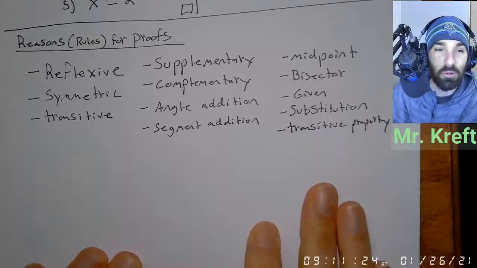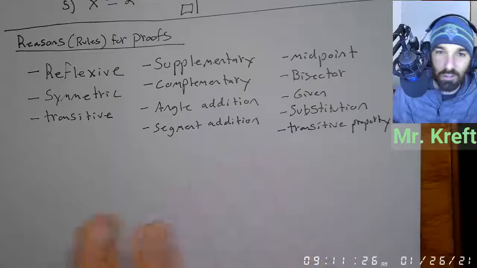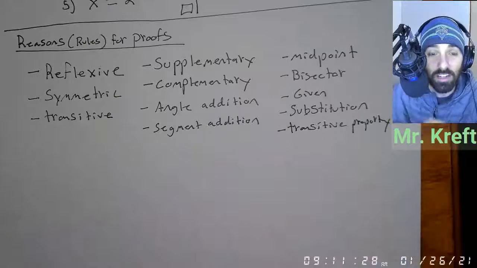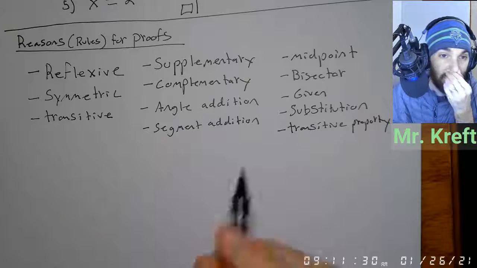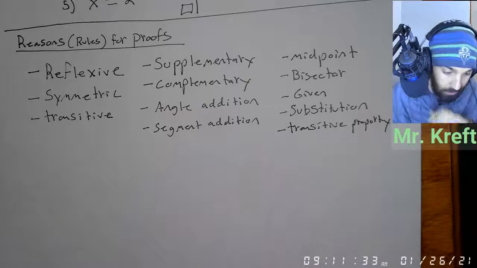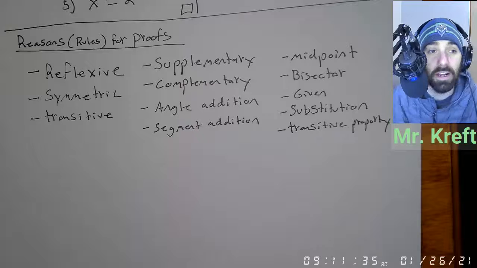I knew I forgot a couple. There we go. These two go hand in hand, right? It's kind of, right? Transitive property is that chaining. We chain a whole bunch of things together, and then substitution. Okay? All right, excellent.